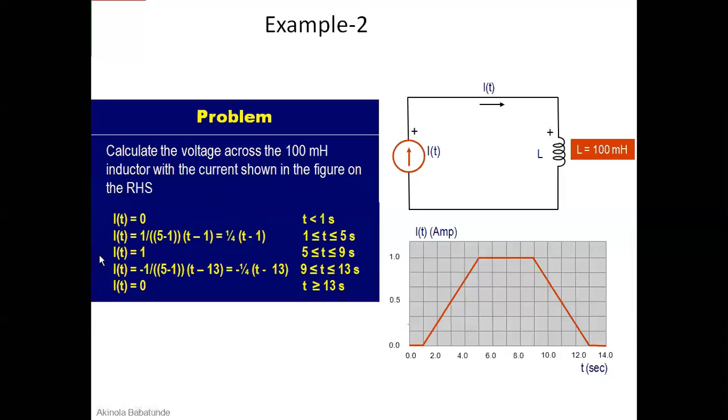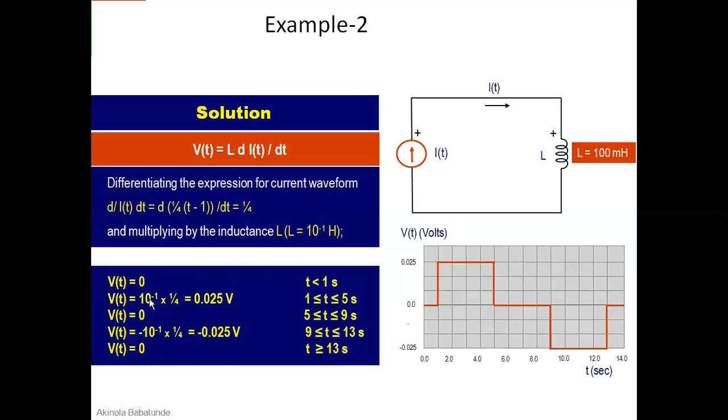Also, we have another one here. Current is 1/4 t minus 1. If you find the di/dt, if you differentiate this, our inductance is 10 raised to the power minus 1. Millihenry, don't forget millihenry is 10 raised to the power minus 3. 10 raised to the power minus 3 multiplied by 100 gives us 10 raised to the power minus 1. That is where this 10 raised to the power minus 1 is coming from.